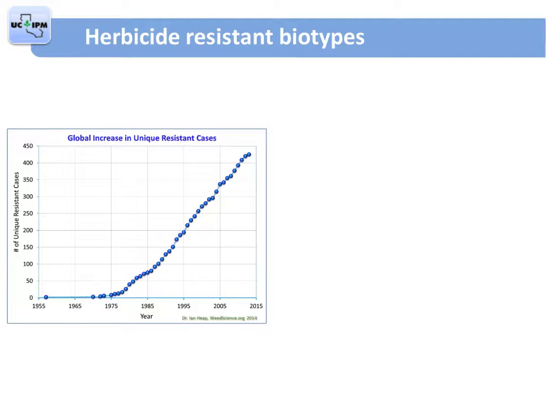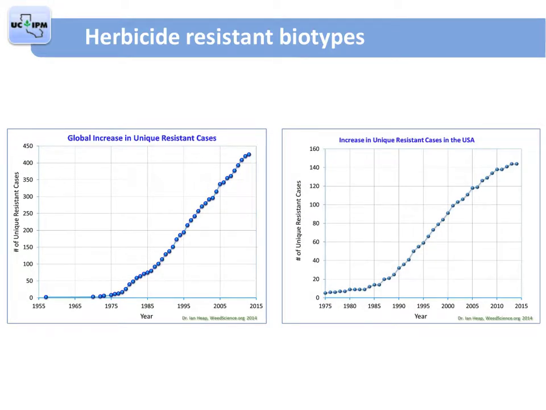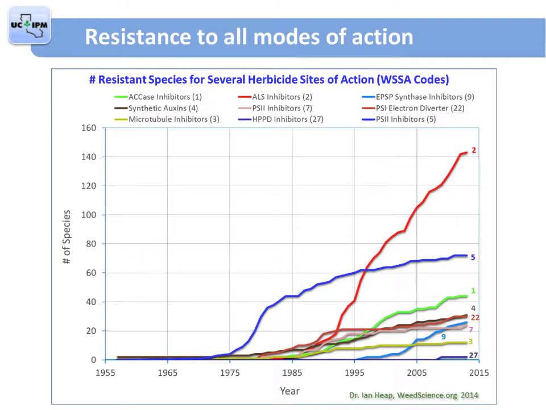Worldwide, there are currently about 450 weed species with resistance to different types of herbicides. In the U.S. alone, we have more than 100 species that are resistant to herbicides. If you look at all of the different modes of action that we have, you can see that there is resistance to all of them. We do not have a single mode of action without resistance.